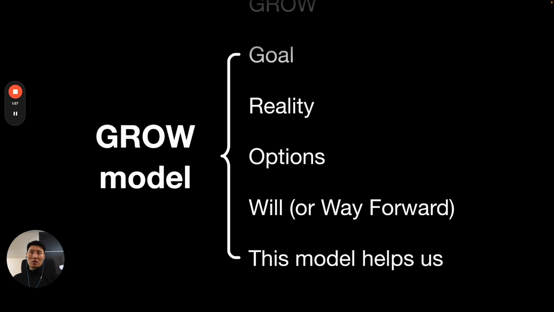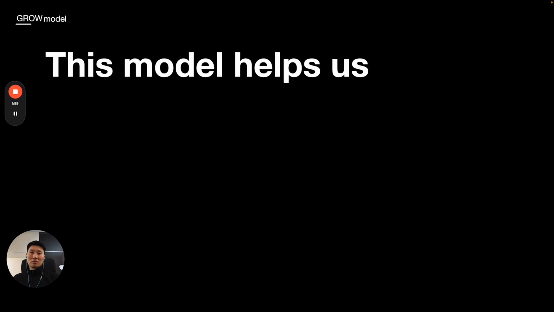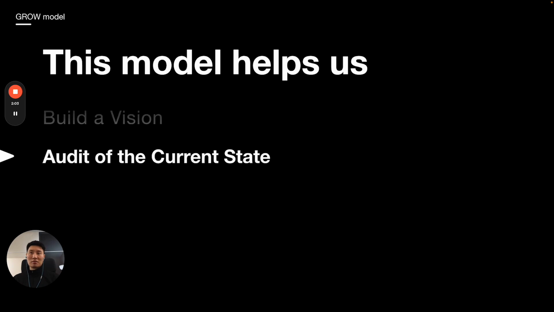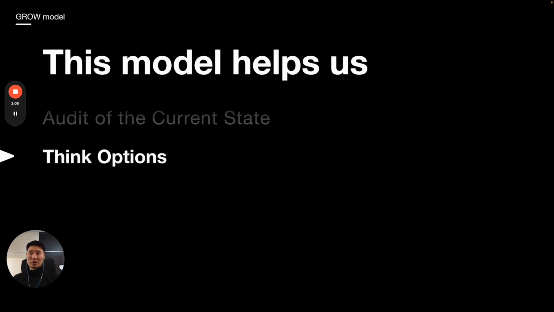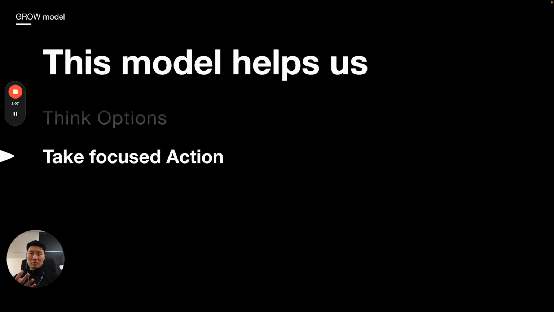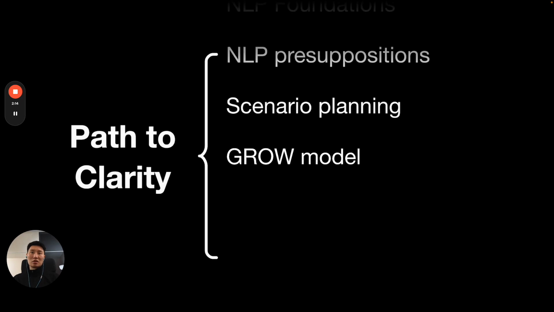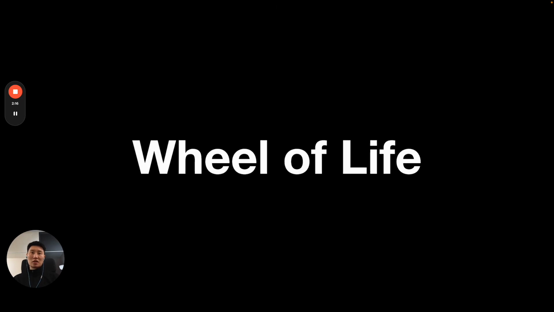This is the GROW model. And this model helps us to, first of all, build a vision, audit the current state, think of options, and take focused action. And this is what we're going to do. We're going to start with the audit of the current state. And that's going to be the exercise of the Wheel of Life, which is the first and foundational tool.